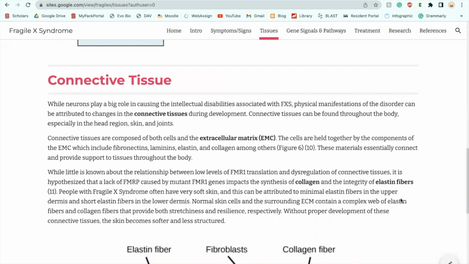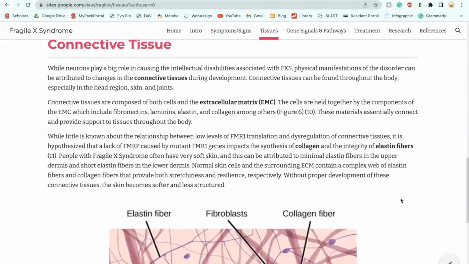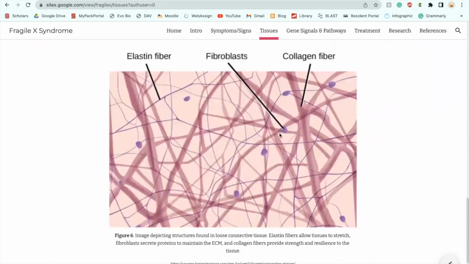And then I also talked about the connective tissue because a lot of the physical features that are associated with Fragile X have to do with the connective tissue. And so this image here just shows the different types of cells within the extracellular matrix.